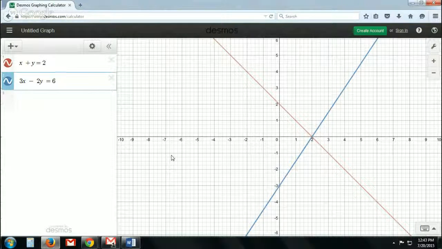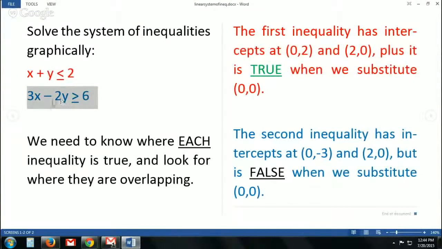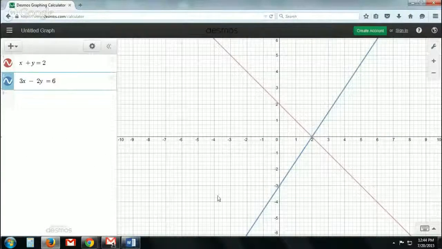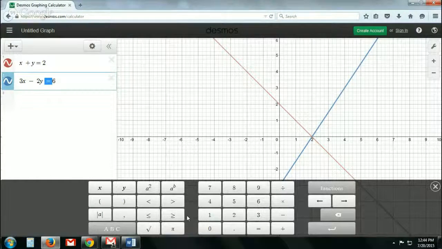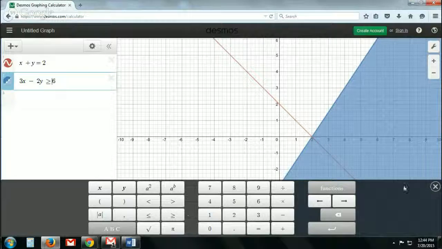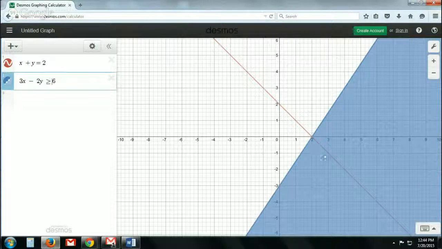But if we make it an inequality, when I test with 0, 0, if we put 0, 0 into the original inequality, 0 minus 0 greater than or equal to 6, that's going to be false. So where we're going to want to shade away from 0, 0, it's this side of the blue line that will get shaded. Let's change this from an equation to being greater than or equals, and you can see that we have shaded away from 0, 0 for the second inequality.